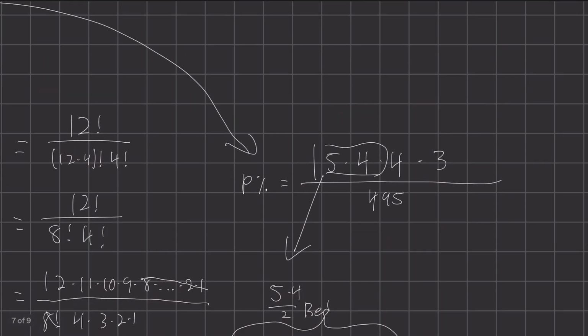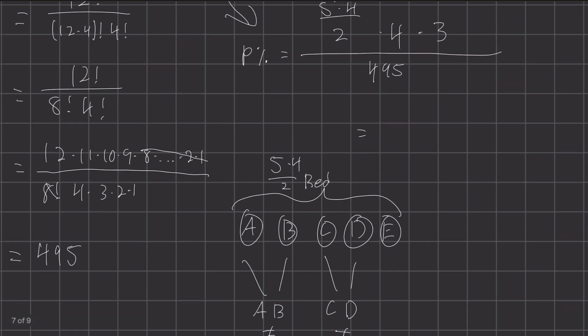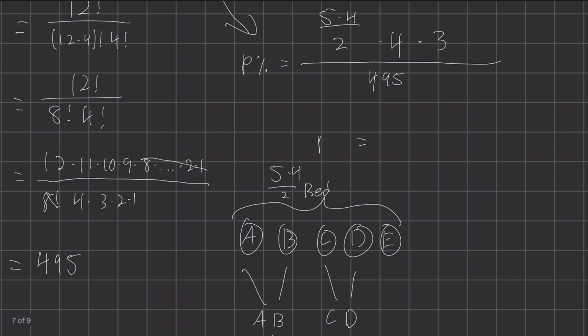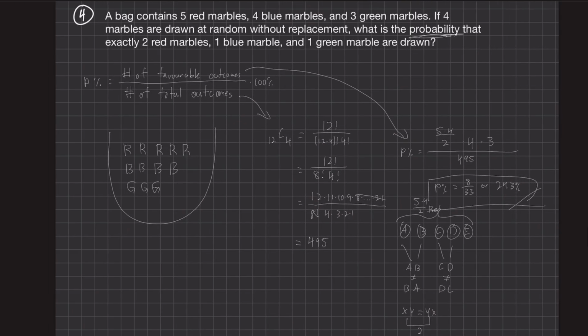In our equation, we can do 5 times 4 divided by 2, times 4 times 3, all over 495. If we do the calculation, that gives us a probability P percentage equal to 8 over 33, or around a 24.3% chance. And that will be your full solution.